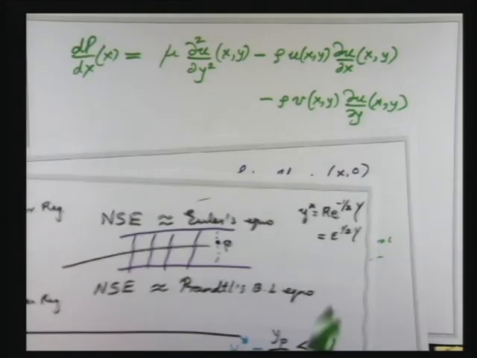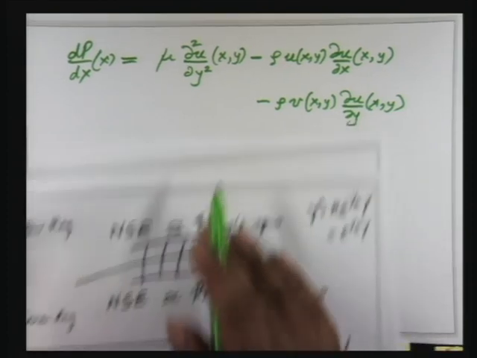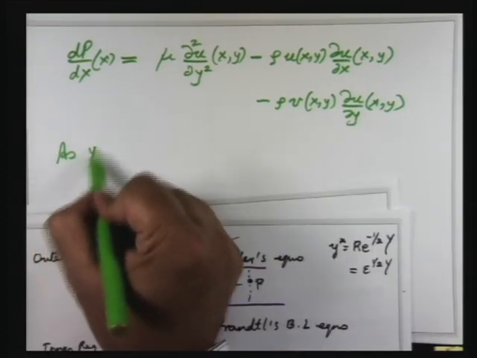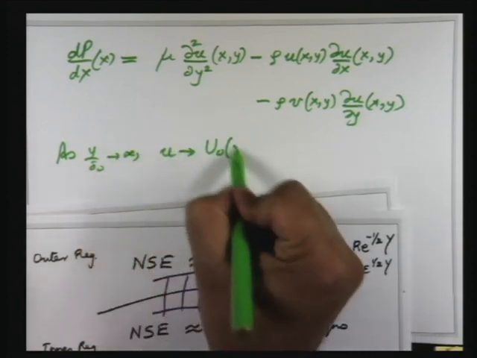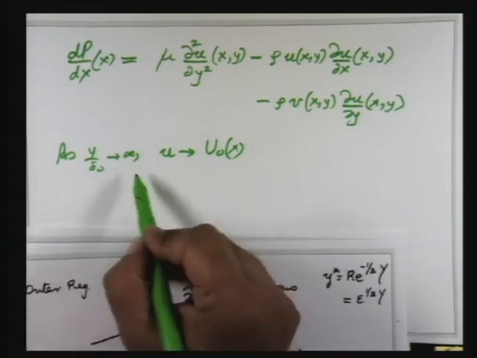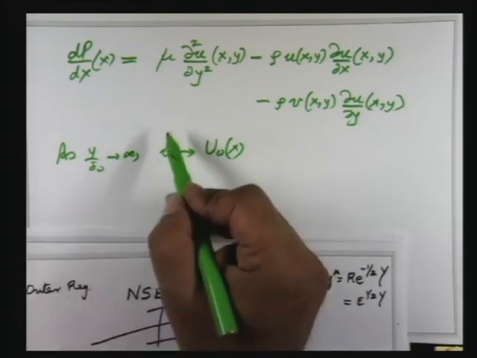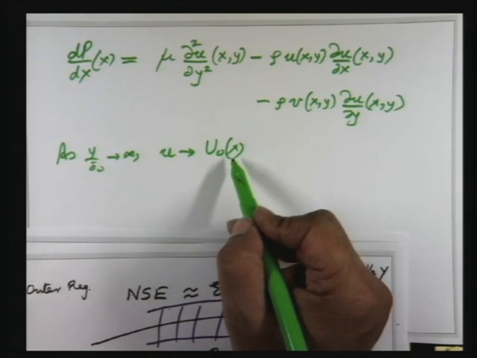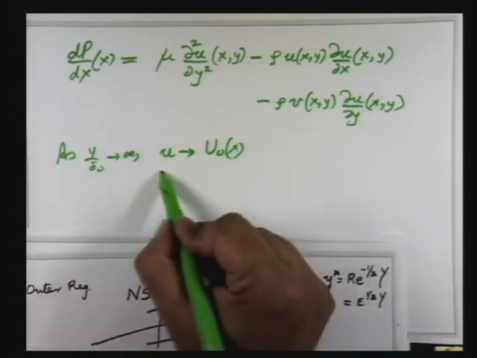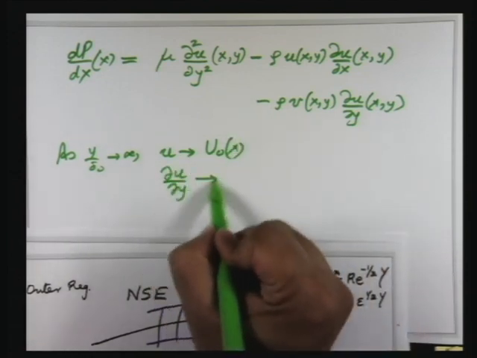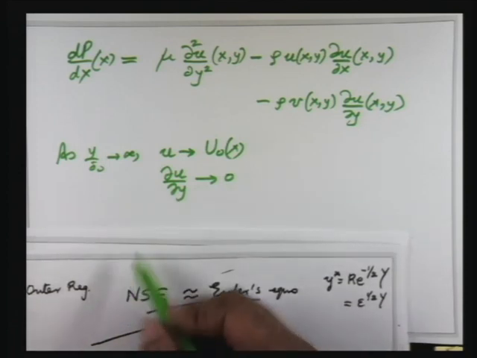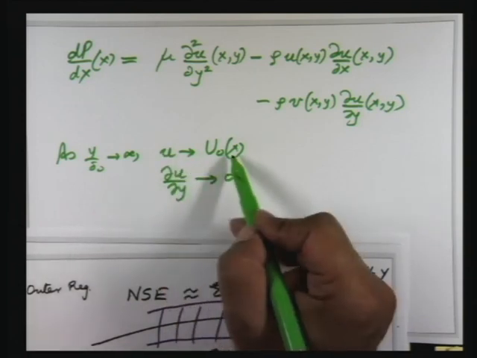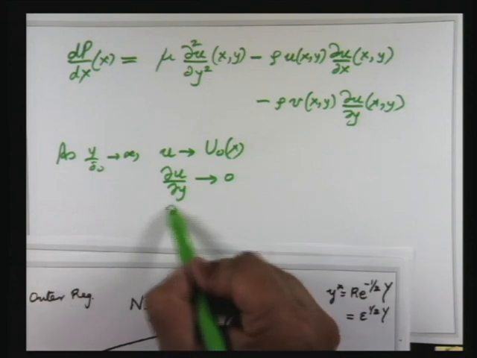Now at infinity we know what u is. As y by delta naught goes to infinity, you have u approaching, let me call it still u0 of x. Now that means for y by delta naught large enough, u will always be u0 of x no matter what the y is. So the slope del u del y will go to 0. This is what is called an asymptotic boundary condition. The velocity is asymptotically approaching u0 of x for large values of y. Not only this, the second derivative also will go to 0.